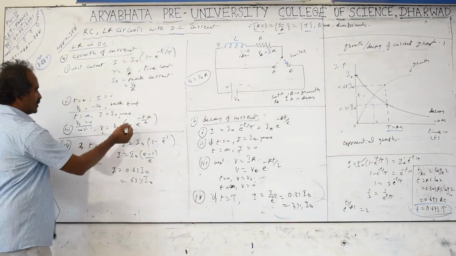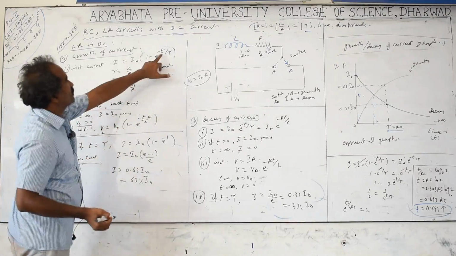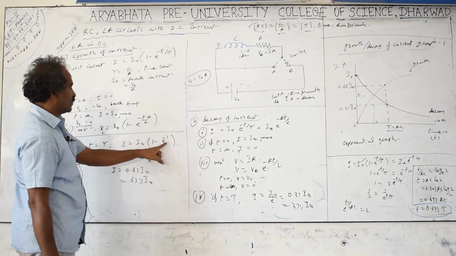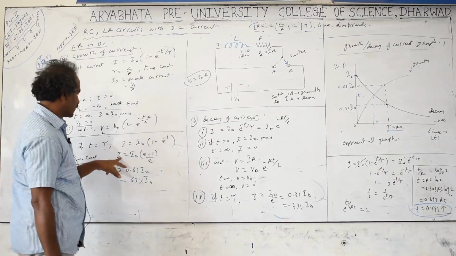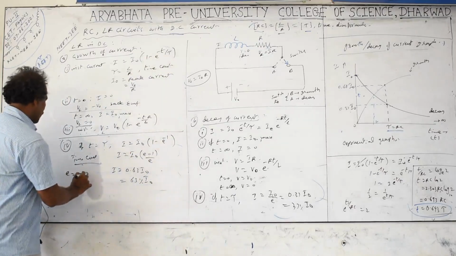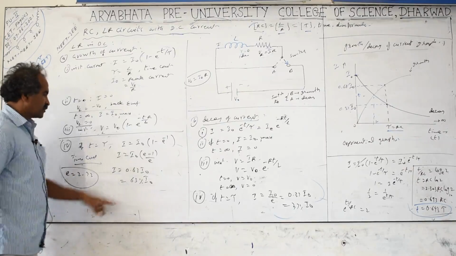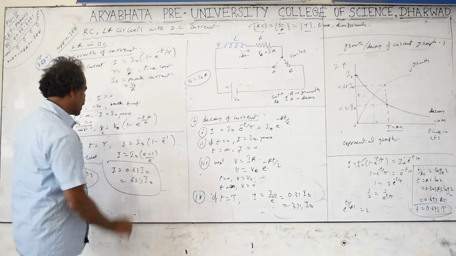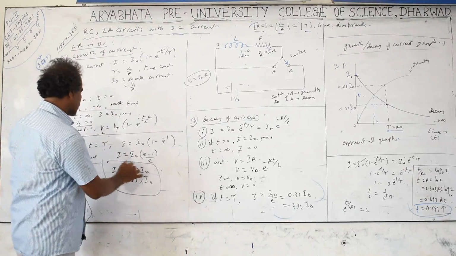When t equal to tau, what happens? This is going to be minus 1, so it becomes 1 by e. So I equal to I naught into 1 minus 1 by e, the same thing for the voltage also. I equal to I naught into (e minus 1) by e. What is the e value? The e value is the constant 2.72. Putting the value into this, you will get the current as 63% of I naught, or 0.63 I naught. That is related to the time constant.